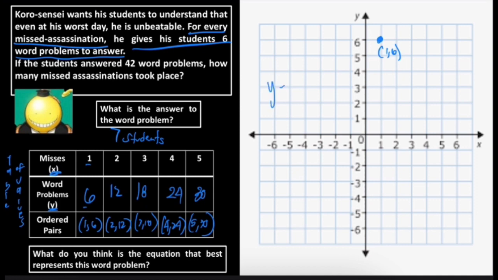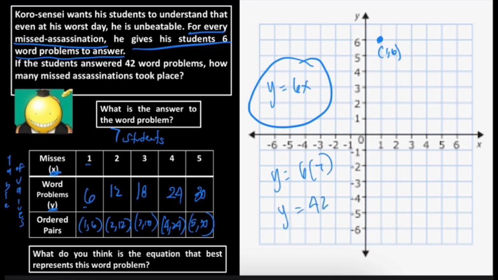is equal to 6x. And for you who might be wondering, why is it y is equal to 6x? Because let's say that x, as mentioned in the table of values, is in relation to the students who missed their assassinations. So 7 students missed their assassinations. Basically, if that's the example, you can substitute 7. So we can have y is equal to 6 times 7. So the answer there is y is equal to 42. The 42 is the word problems.